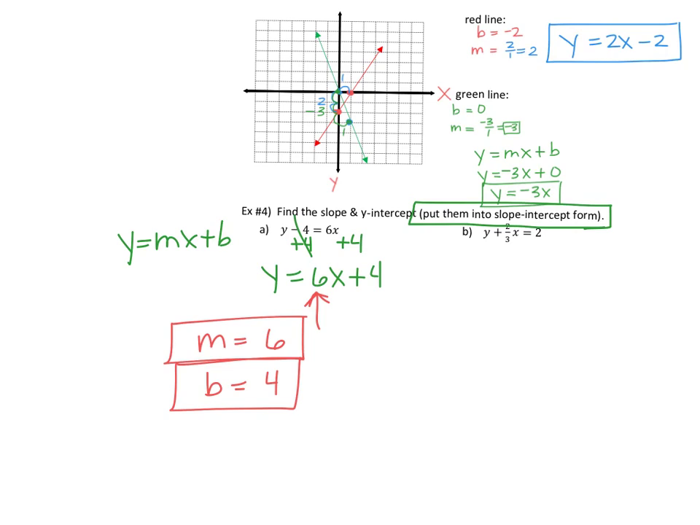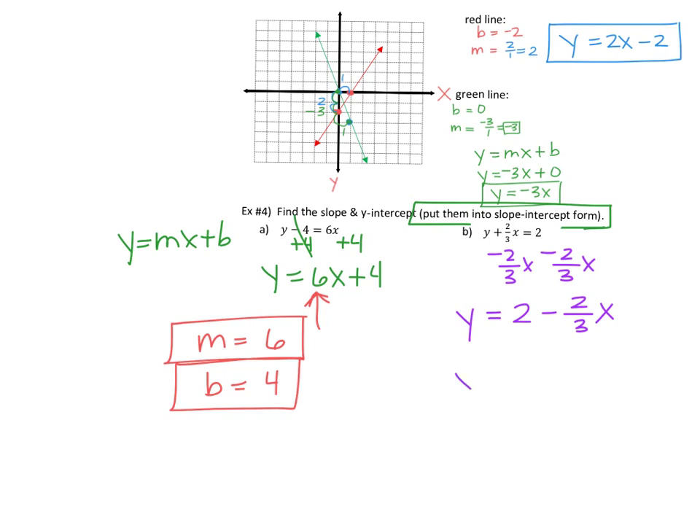Okay, so let's do the same thing on this one. y plus 2/3 x equals 2. Is that in slope-intercept form right now? No, it has to be y equals, okay, every time. So how do I make this be y equals something? Subtract 2/3 x. Okay, and whatever you do to one side, you have to do to the other side. So you may write it as y equals 2 minus 2/3 x.